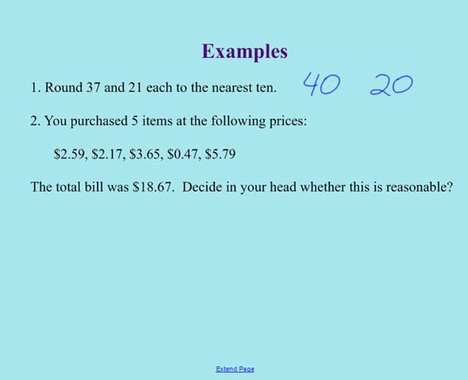Number 2. You purchased 5 items at the following prices: $2.59, $2.17, $3.65, 47 cents, and $5.79. The total bill was $18.67. Decide in your head whether this is reasonable.